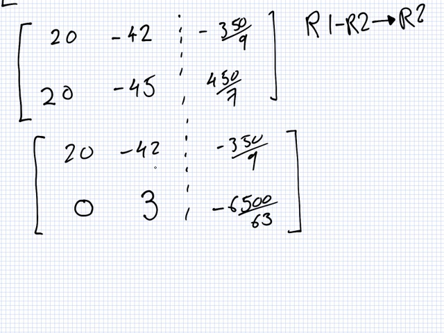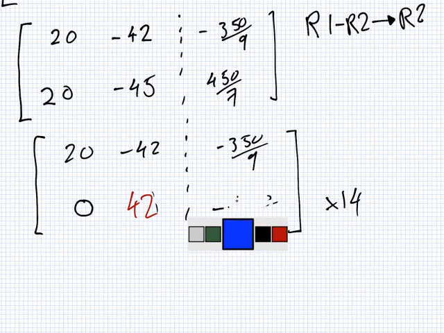Is there any way to make these the same easily? 3 goes into 42, doesn't it? It goes in 14 times, because we said earlier. So I'll multiply this by 14. So this becomes 42. And then what would this become? Okay, let me just write that down. Minus 13,000 over 9, exactly.